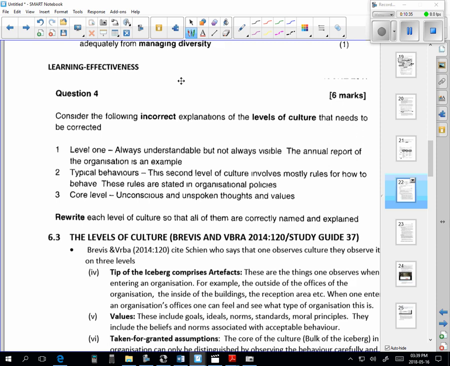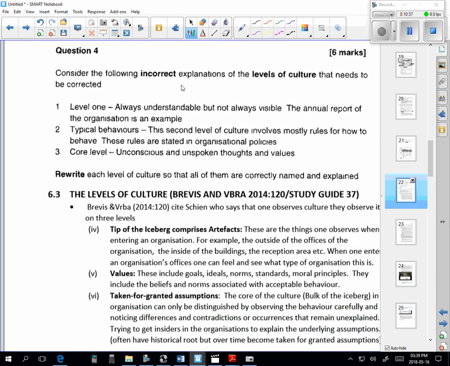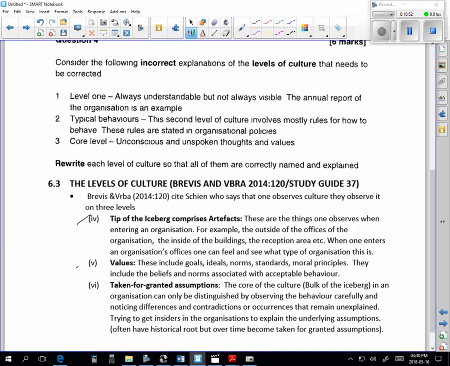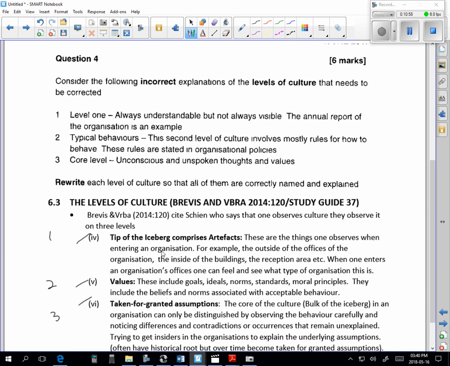Now, you see this also in previous exam papers as well. Consider the following incorrect explanations of the levels of culture that need to be corrected. So level 1, so let's just go and have a look. This should in actual fact be 1, 2, 3.